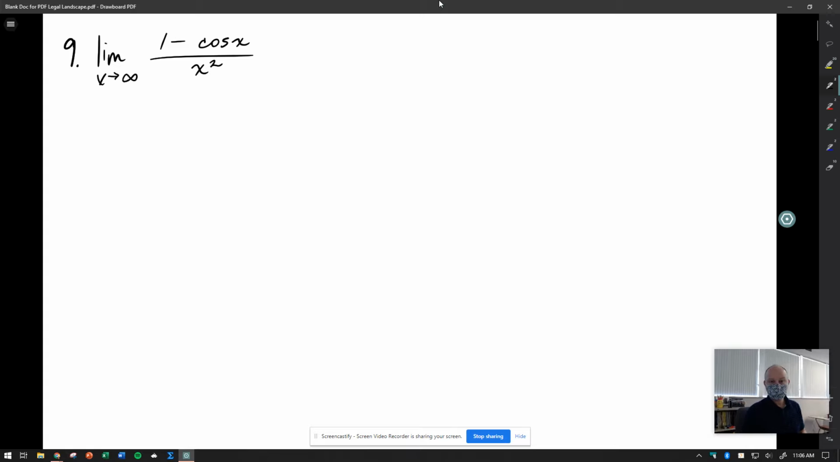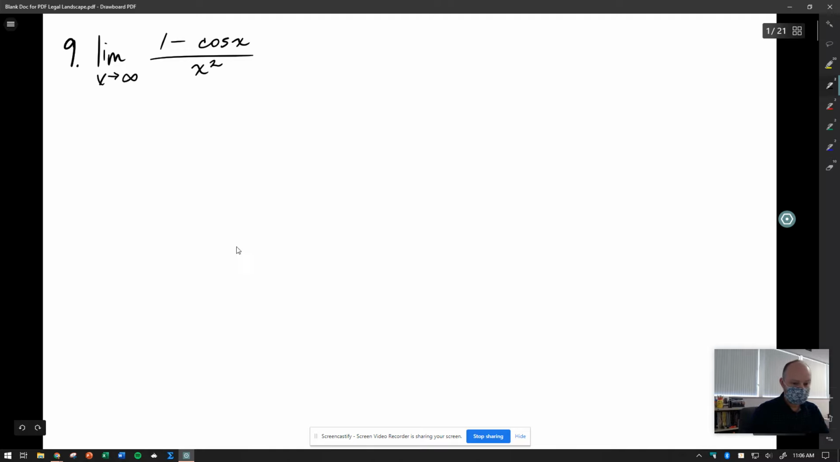Okay, got a request for number 9 from 1.2. This is the limit as x goes to infinity of 1 minus the cosine x over x squared. We want to find this limit graphically and confirm our answer with the squeeze theorem.